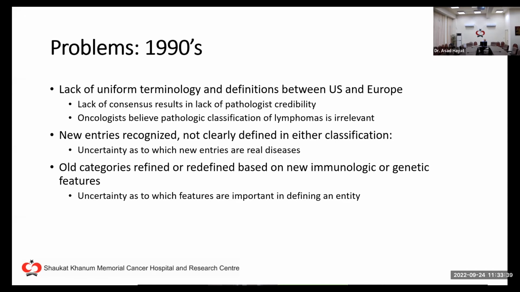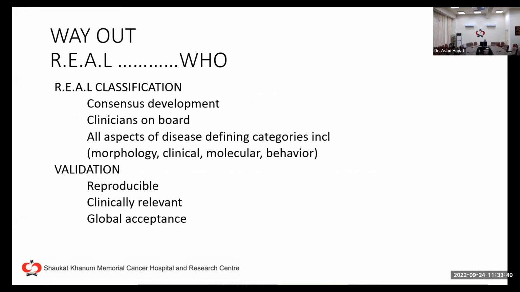And then as more and more immunophenotypic and immunologic and genetic things were coming up, there needed to be some order in all of this confusion. And this order was called the Revised European American Lymphoma Classification, or the REAL classification, which subsequently transformed into the first WHO classification in the early years of this millennium.